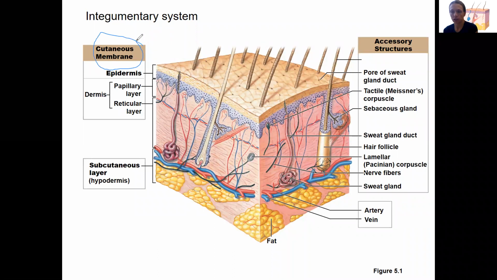Remember in the previous lecture, I talked about serous and mucous membranes. We'll talk about synovial and meninges later. So the cutaneous membrane is the last membrane type I'll talk about for now. It's made up of both connective and epithelial tissue. So the cutaneous membrane consists of the epidermis and the dermis. The epidermis is the most superficial.